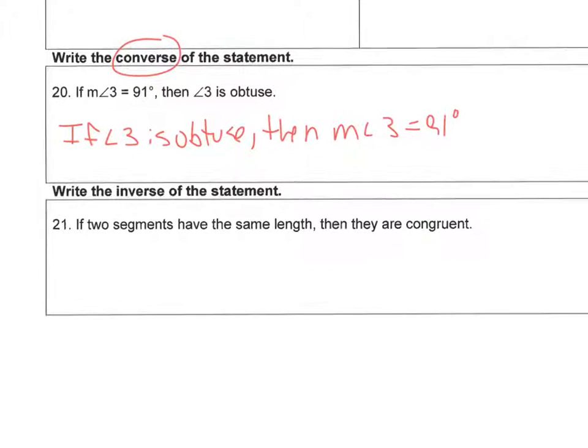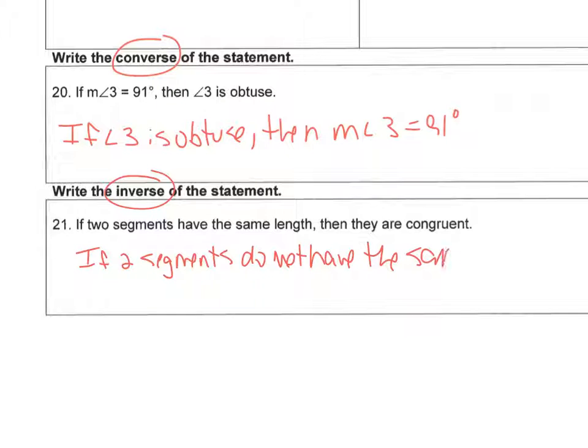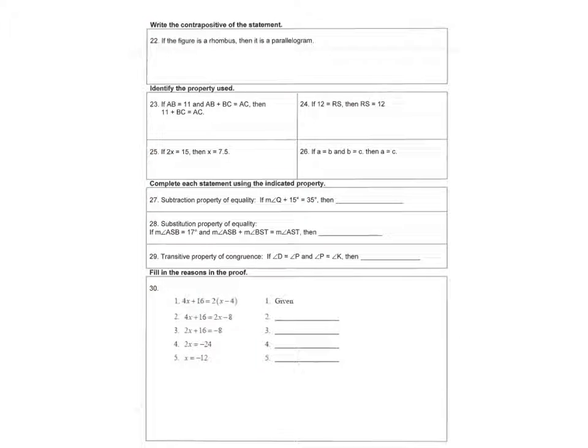The next one, this says the inverse. That's where we negate both things. So I put if two segments do not have the same length, then they are not congruent. So be careful. Those are pretty easy, but sometimes people get them mixed up. Let's look at the next page.